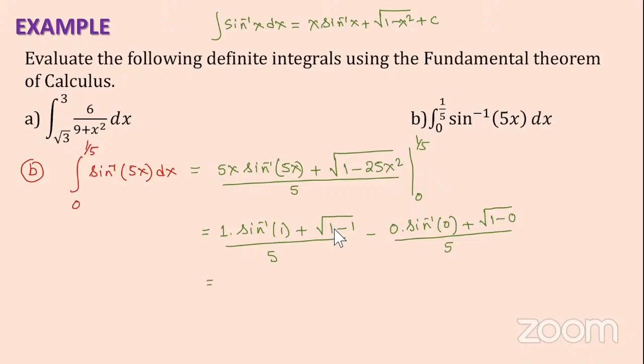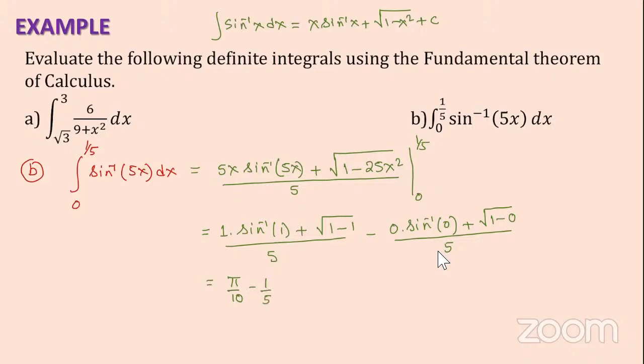Now here in the first term, 1 minus 1 is 0, and the square root of 0 is 0. So that is 0. Over here, sine inverse 1. The value of sine inverse 1 is pi over 2, times 1 is pi over 2, divided by 5 is pi over 10. So that is pi over 10 minus, this is 0 because sine inverse 0 is 0, and 0 times 0 is 0. Then this one is the square root of 1 minus 0, which is the square root of 1, which is 1 over 5. So we are subtracting 1/5.